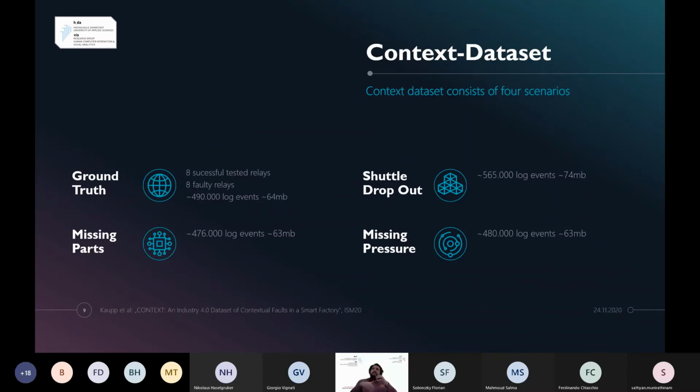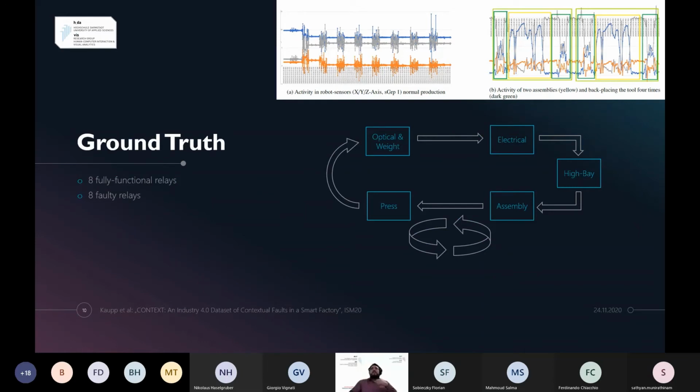Our context dataset consists of 4 scenarios: the normal operation, aka our ground truth; the shuttle dropout, where the shuttle is held in the manual inspection station, so the production output is cut in half; the missing parts, where the robot tried to assemble air; and the missing pressure, where the production process slows down. This dataset allows us to showcase our contextual faults that we think are a major problem in the smart factory of the future. So we can use this dataset to develop algorithms today, so we can use them tomorrow. Here you can see our ground truth.